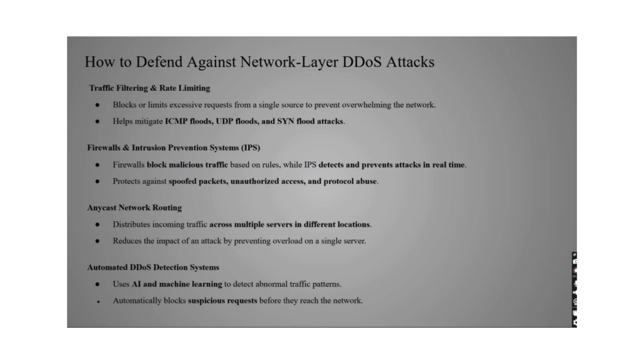For example, a firewall acts like a security guard at a building entrance, allowing only verified visitors. If an attacker tries to send a fake request, the firewall blocks them before they reach the internal network. The third one is Anycast network routing.